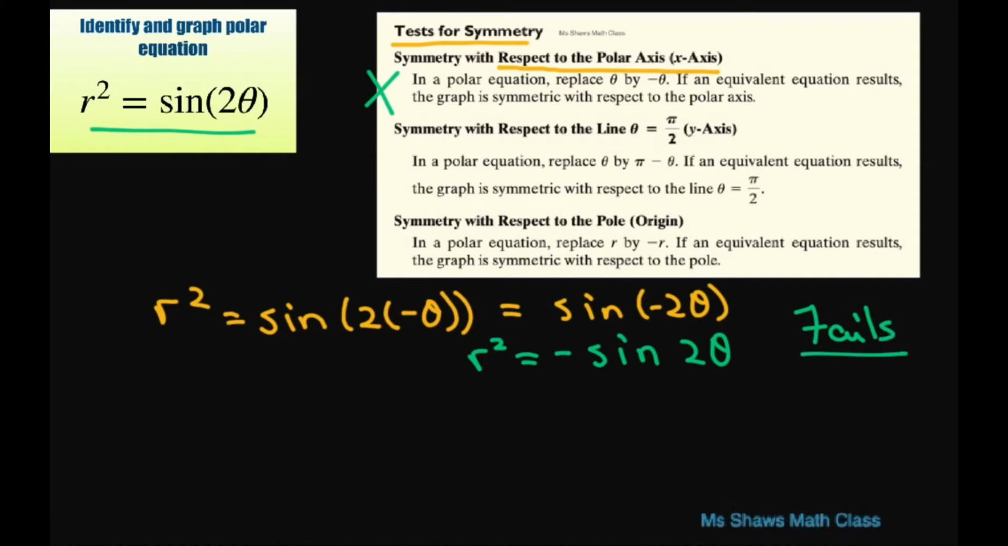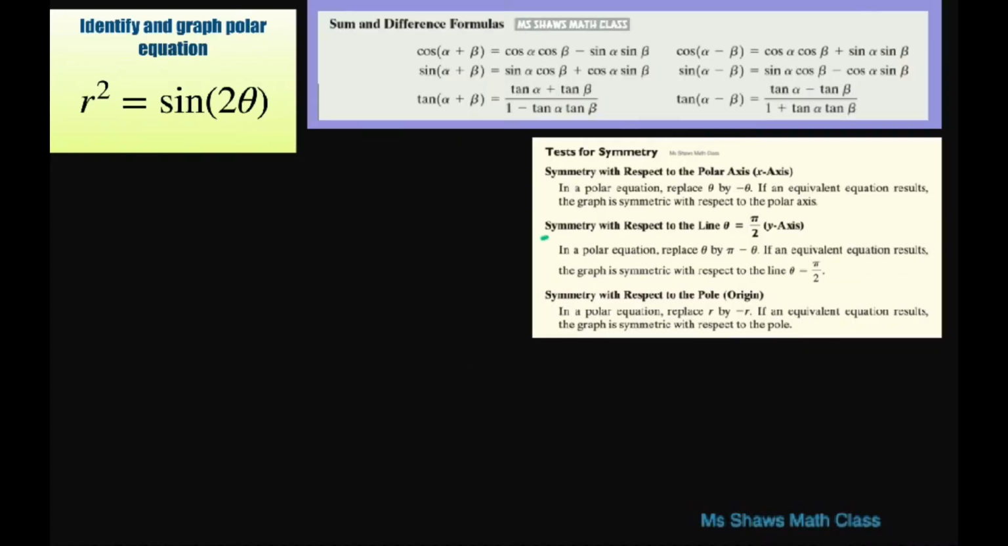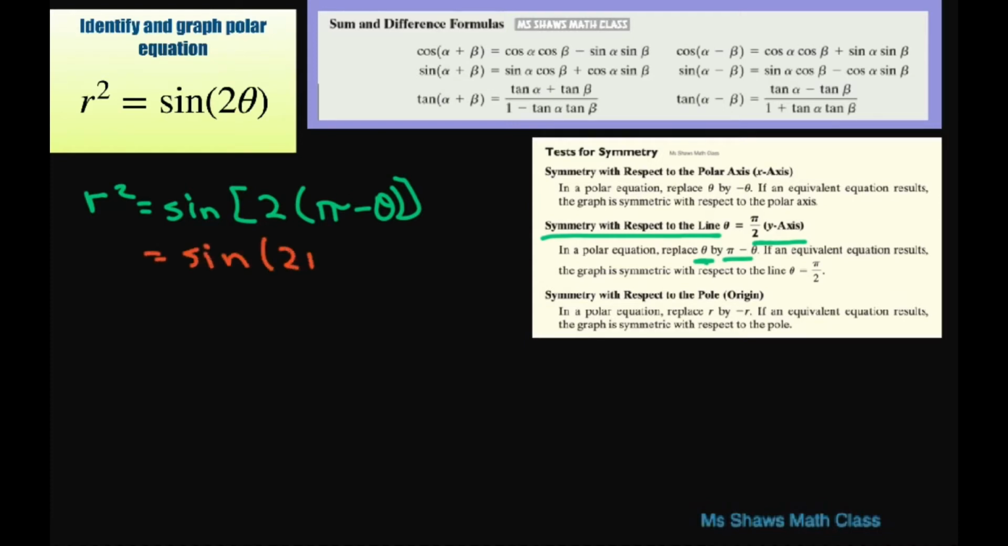the x-axis. So let's do the second test, and that's with symmetry with respect to the line theta equals pi divided by 2, which is the y-axis. And to do that, we're going to replace our theta with pi minus theta. So we're going to have r squared equals sine of 2 times pi minus theta. This equals sine of 2 pi minus 2 theta.